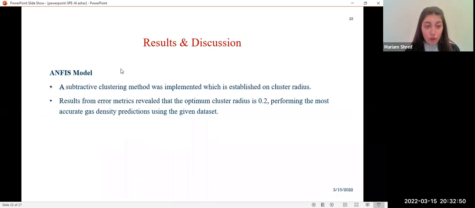For the ANFIS model, we use the subtractive clustering method, which is established based on a cluster radius. And from the results of the error metrics, the optimum cluster radius was 0.2, performing the most accurate gas density predictions using the given data set.